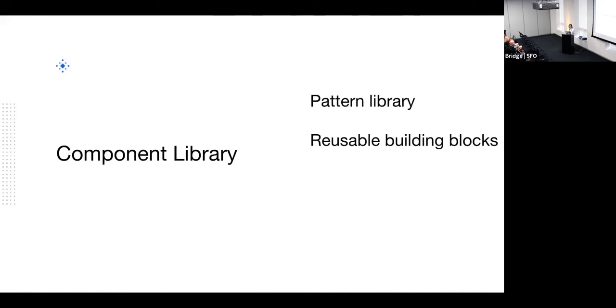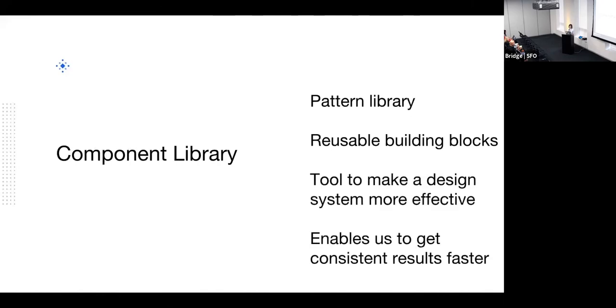So what's the part of a components library in that design system? A component library is basically a pattern library. It's a set of reusable building blocks. A component library shouldn't be thought of as interchangeable with a design system, but as a tool to make the design system more effective. And a component library enables us, engineers and developers, to create consistent UIs much faster.